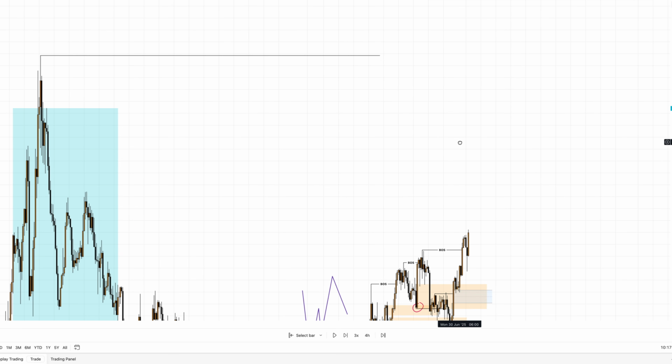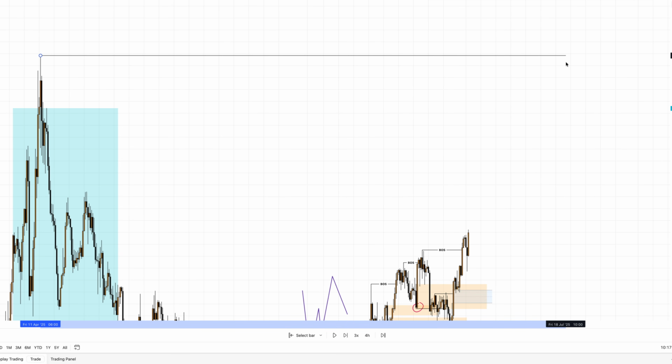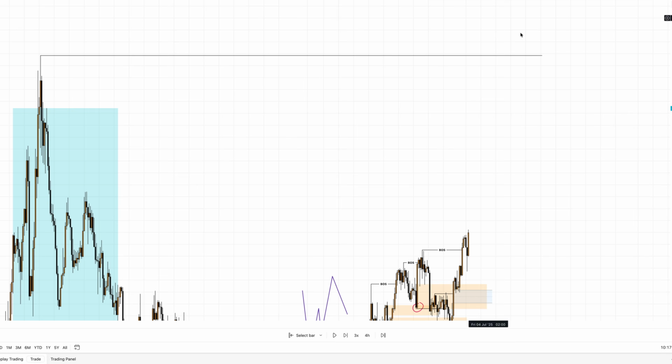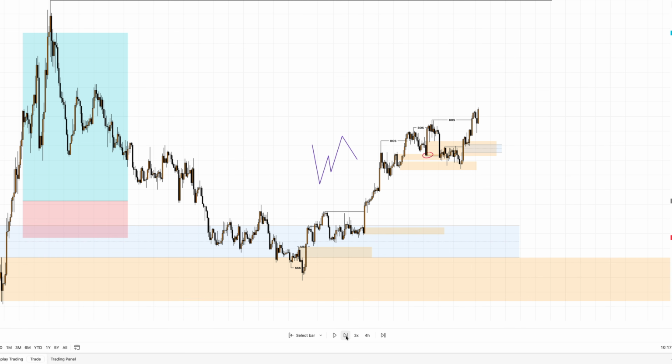Notice what price is doing. The target or the objective is this liquidity up here, so you can follow this trade all the way to that area as price is moving up. You see that price is creating all the opportunities for you.